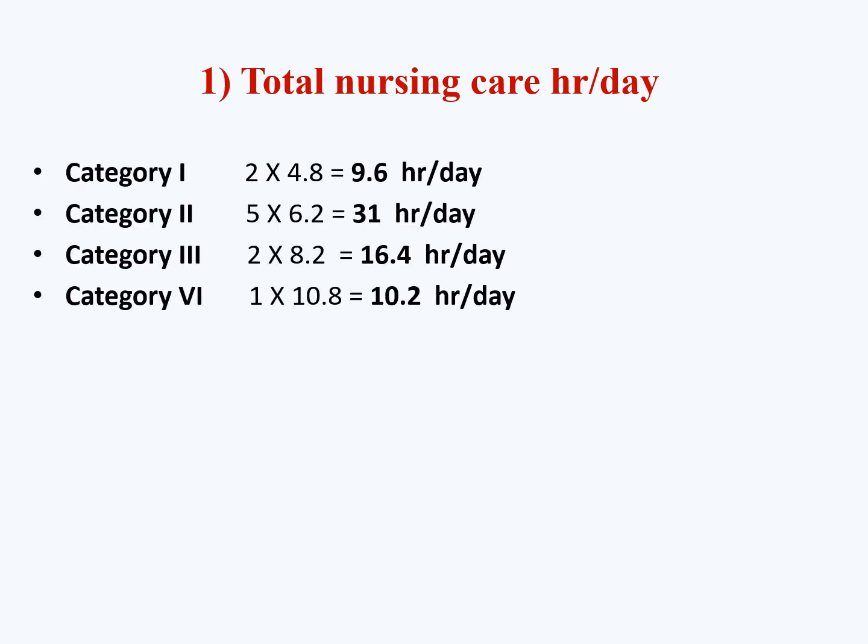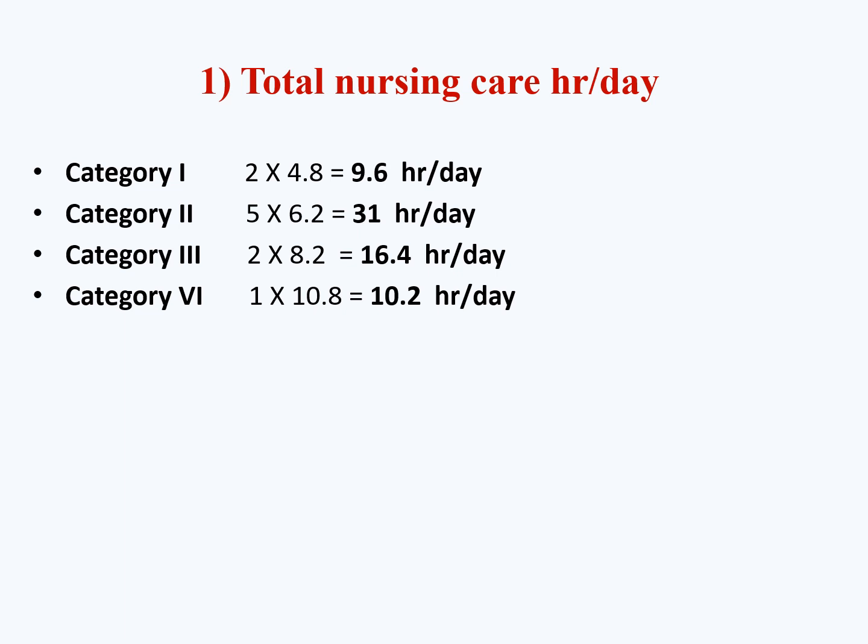As in our hypothetical situation, we hypothesized that we have 10 patients in our critical care unit. Through performing the patient classification sheet, we hypothesized that we have 2 patients at category 1, 5 patients at category 2, 2 patients at category 3, 1 patient at category 4. And we will multiply the number of patients by the nursing care hours needed for each category.